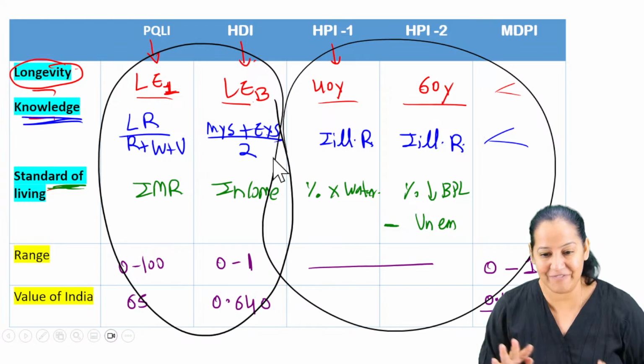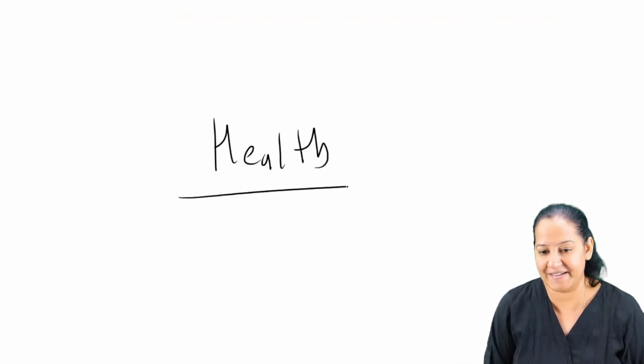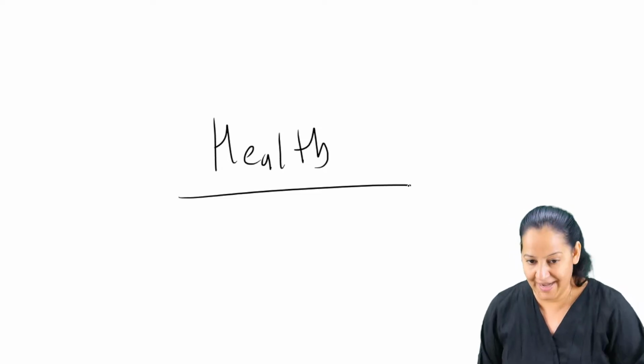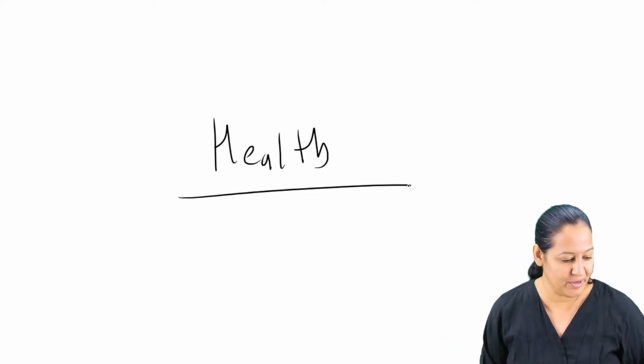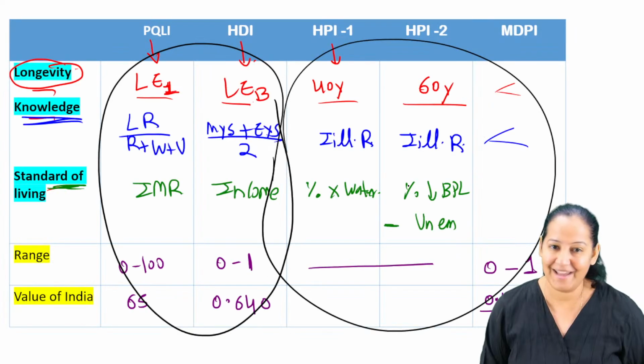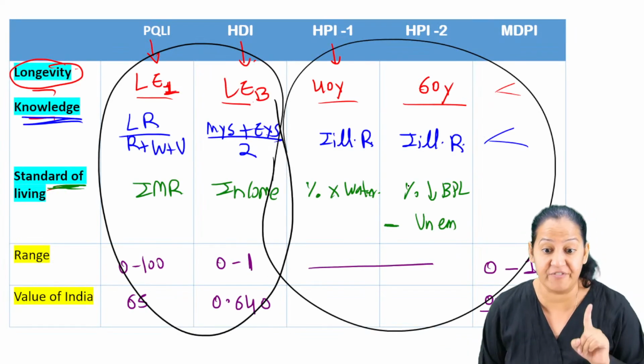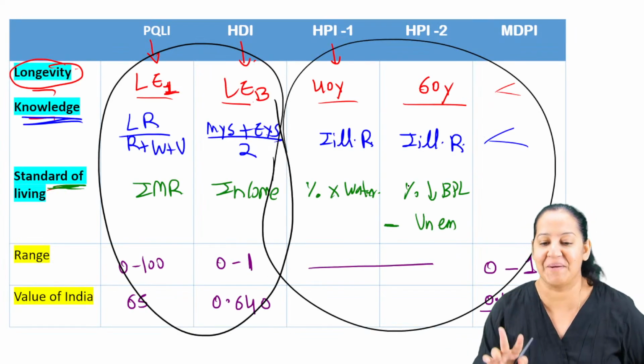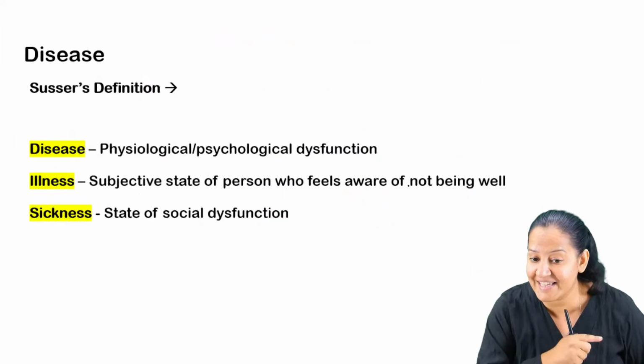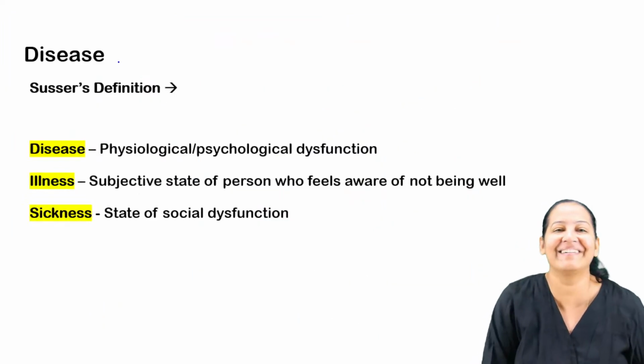We are done. Can I start the next topic? We are done with health. So how is everything? The speed, the content. Shall we modulate it or we will continue with the same? You are comfortable. Can we go ahead? We are done with the first chapter, first topic, health. Now my second chapter, second topic I'm starting is disease. After health, let's start disease.